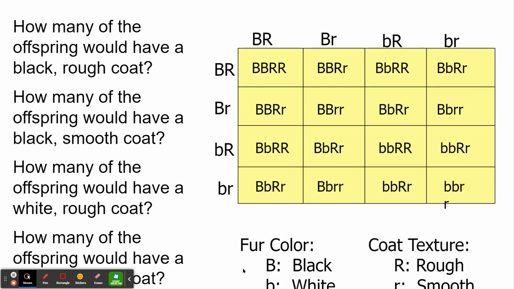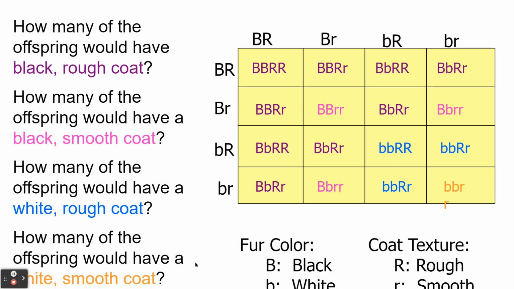And then how many of the offspring would have a black rough coat? How many are going to be having a black smooth coat? How many offspring have a white rough coat? And how many offspring have a white smooth coat? Okay, so there we go. Let's see. 1, 2, 3, 4, 5, 6, 7, 8, 9 for this first one. 1, 2, 3, 3 for this one. 1, 2, 3, 3 for this one, and 1 for that one. So it's 9 to 3 to 3 to 1 is the ratio out of 16.